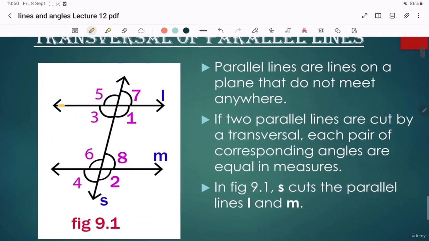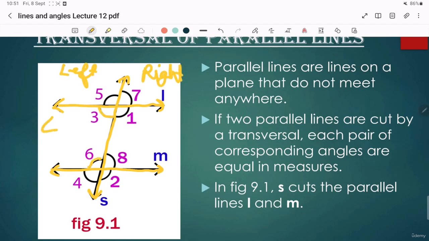Now, if we have two parallel lines, like in this figure, line L and M. Line L is parallel to line M. This is a symbol for parallel, and this is the transversal. Then interior angles on the same side of the transversal, this is the left side and this is the right side of the transversal, then these are interior angles, angle 3 and 6.